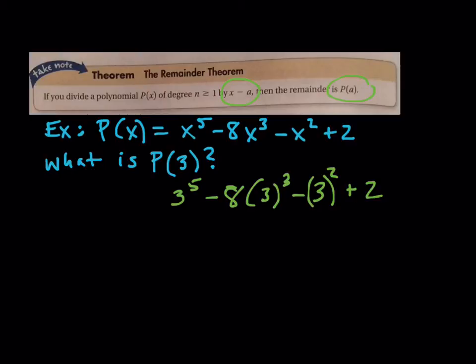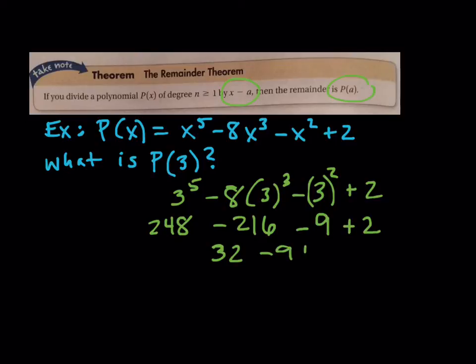So 3 to the 5th is 243. 3 cubed is 27, and 27 times 8 is 216. 3 squared is 9, so minus 9 plus 2. When we subtract, 243 minus 216 is 27, I believe. Okay, minus 9 plus 2. So that would be 18 plus 2, and that's 20. So P of 3 is 25.